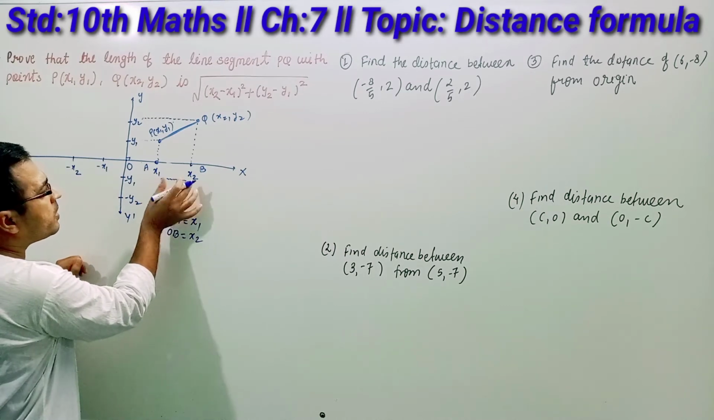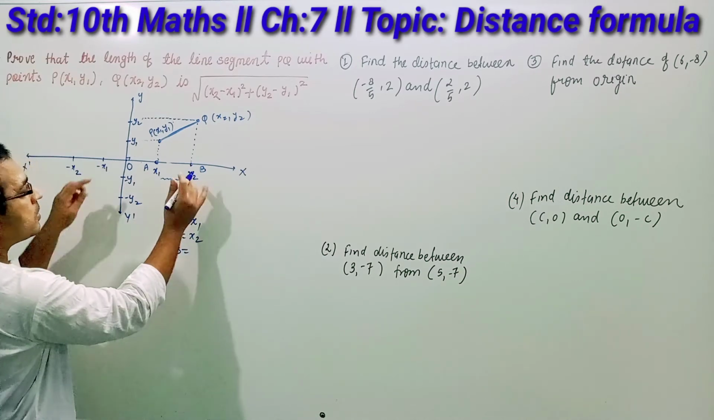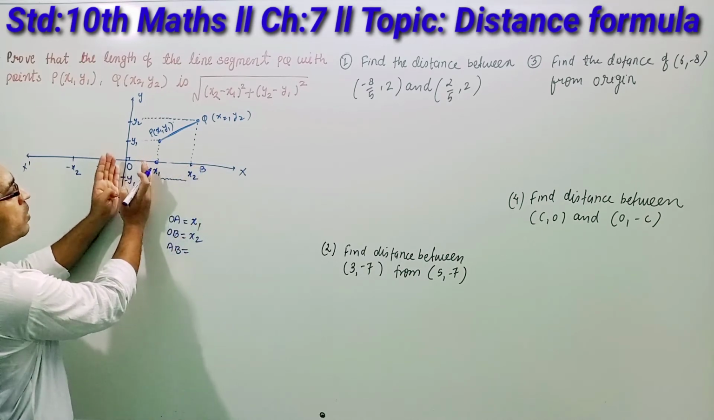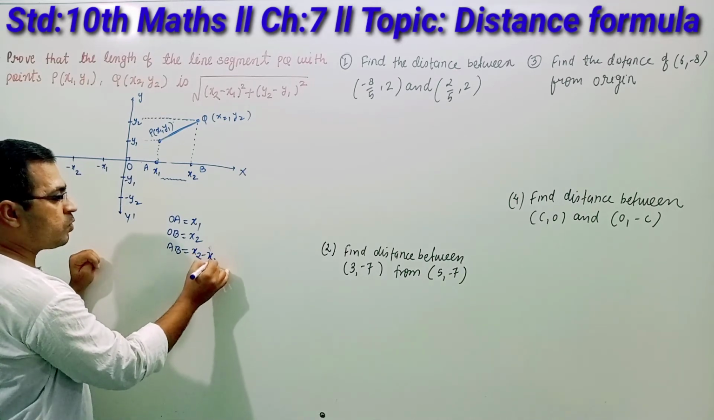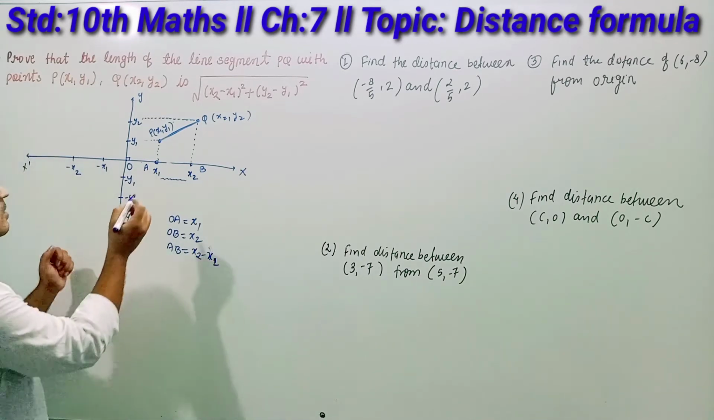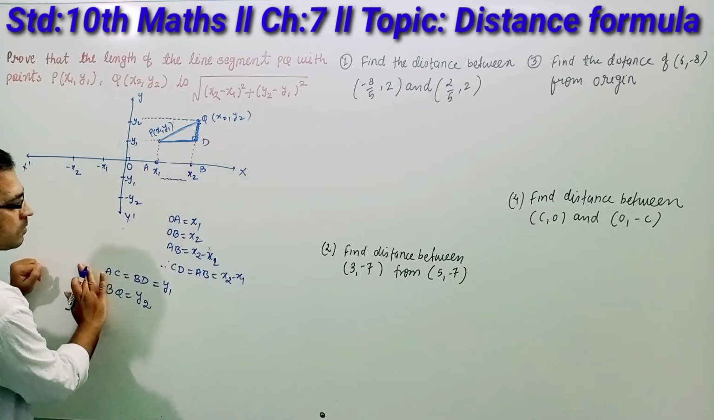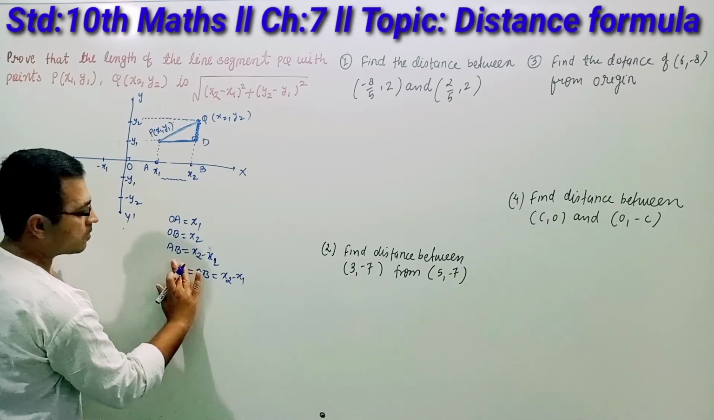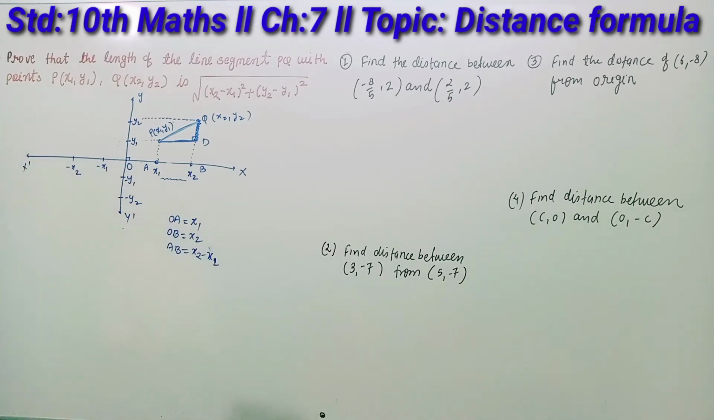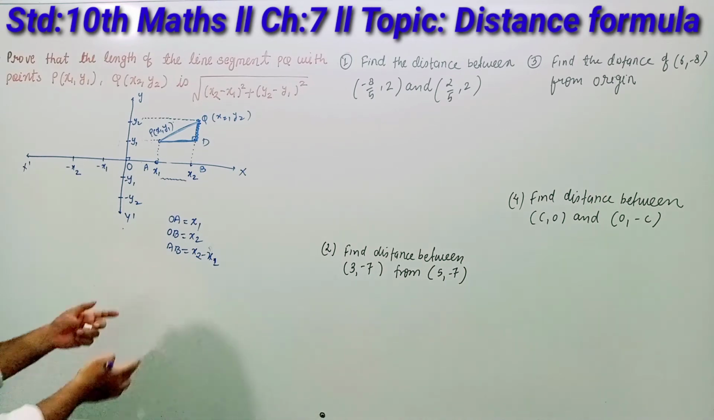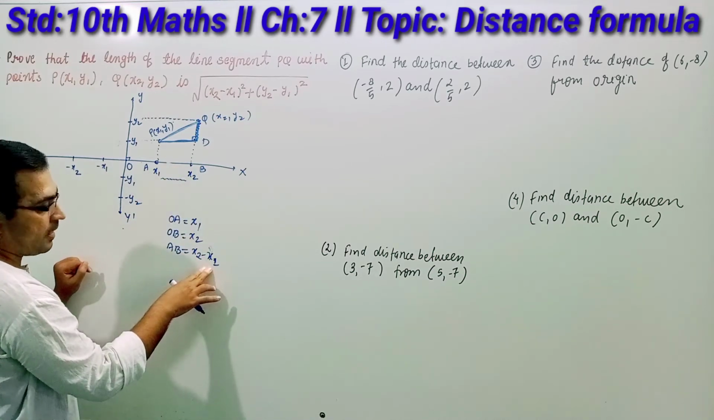And what will be the distance between AB? This is the total distance. We don't want this whole distance, so we will write x2 minus x1. So students, consider another point over here. Here you can see that the distance between AB will be x2 minus x1, right?